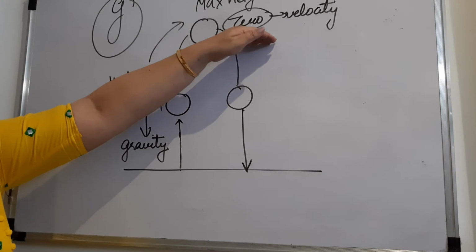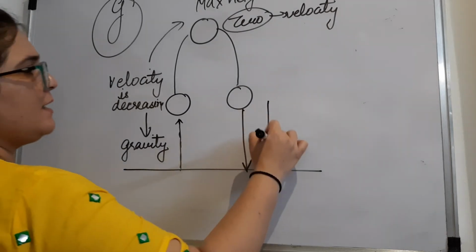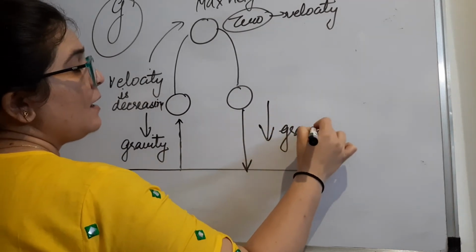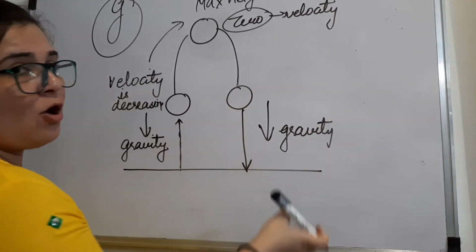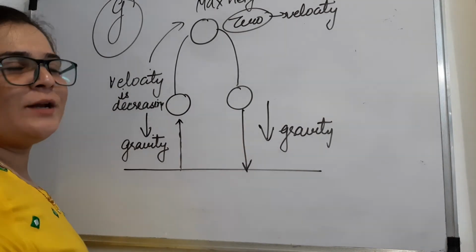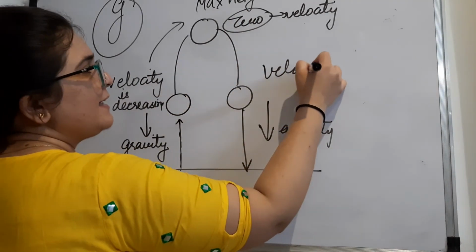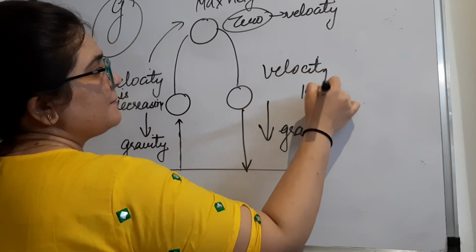Now once it becomes 0, again it will be under the effect of gravity, and gravity is again acting in the downward direction only. Here gravity is pulling the object downward. It is going to come in the downward direction and gravity is also pulling it in the downward direction. So what is going to happen? The velocity here in this case will increase.